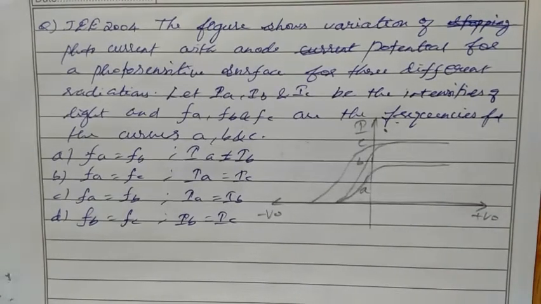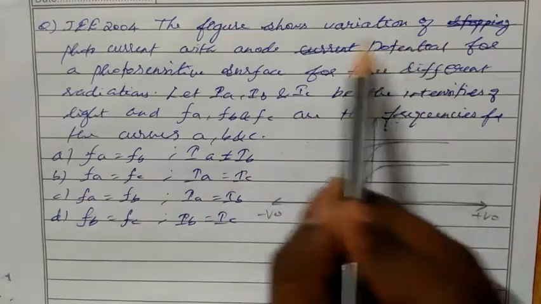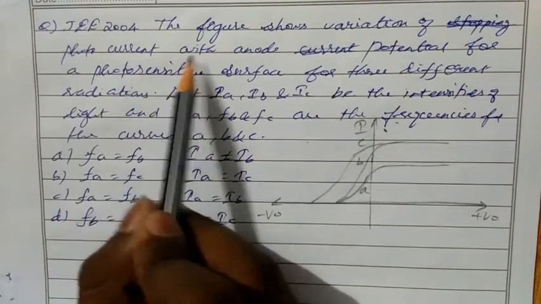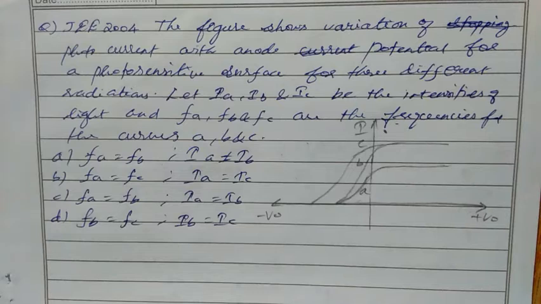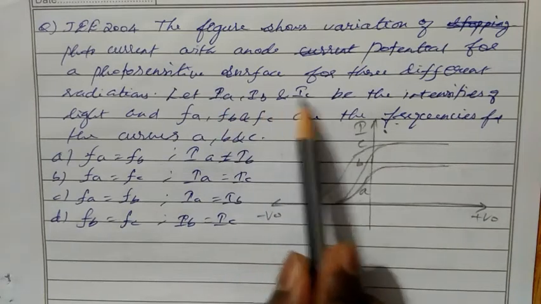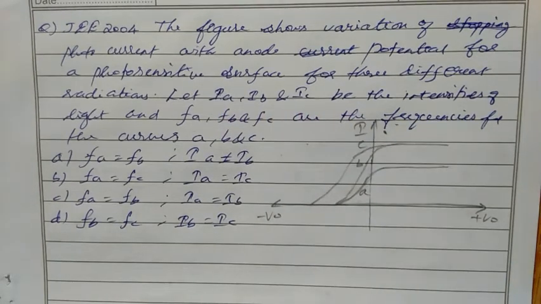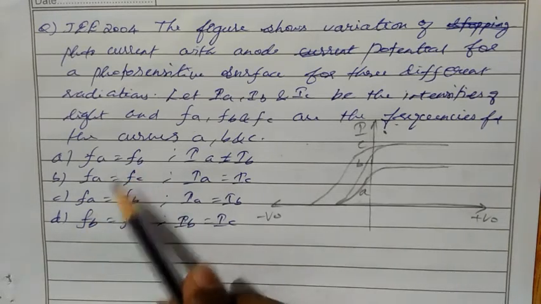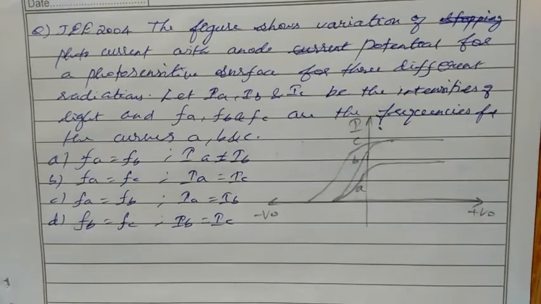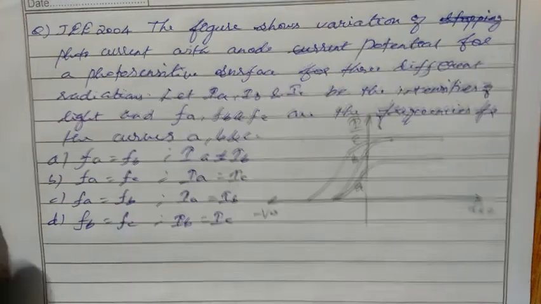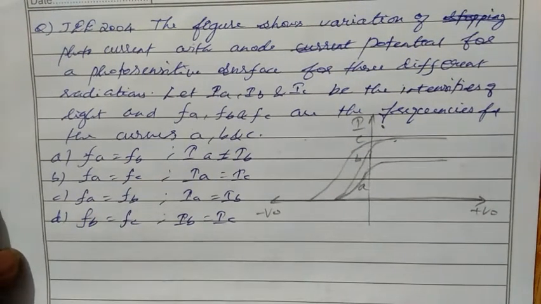We will solve one problem. The figure shows variation of photocurrent with anode potential for a photosensitive surface for 3 different radiations. Let IA, IB and IC be the intensities of light. FA, FB, FC are the frequencies for the curves A, B and C. So which one of these 4 conditions is correct? That is our question. We have to choose any one condition among the 4 options.